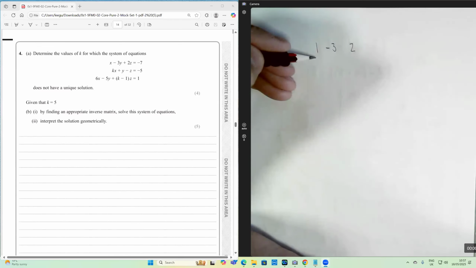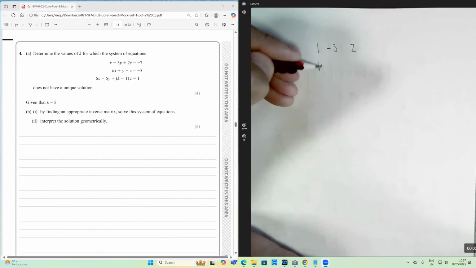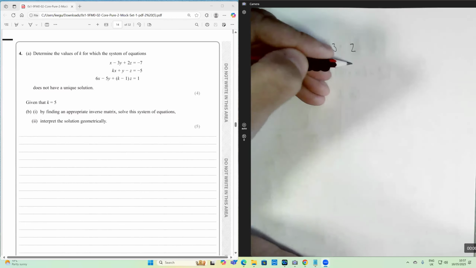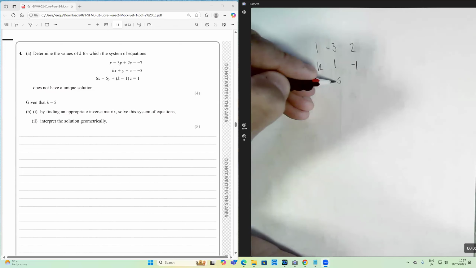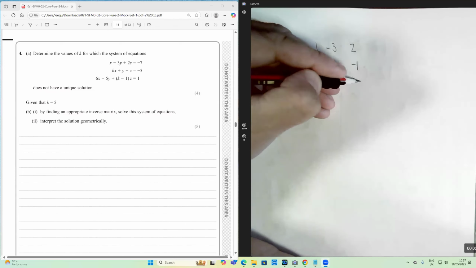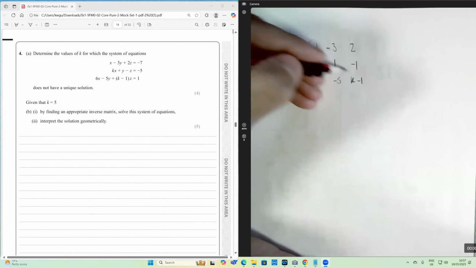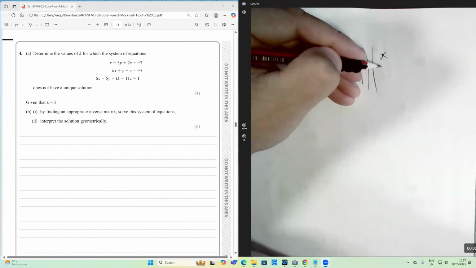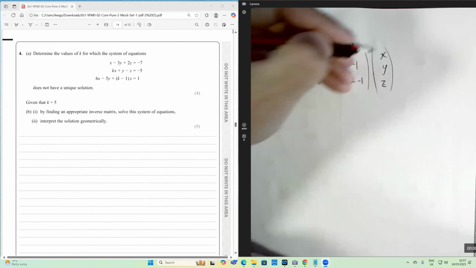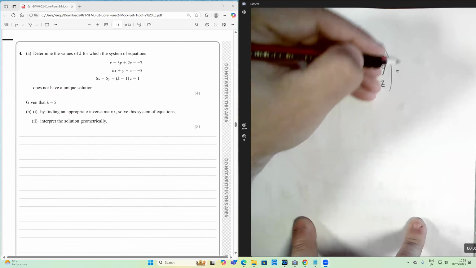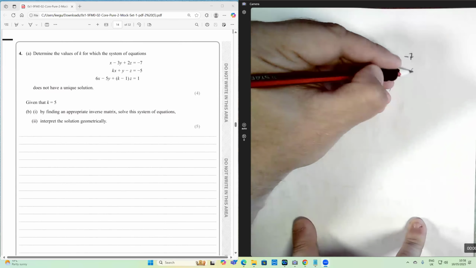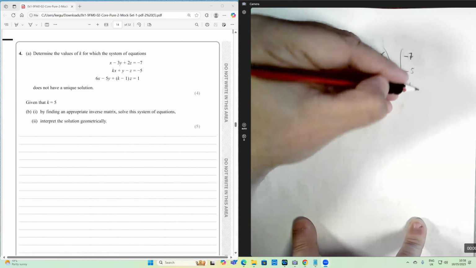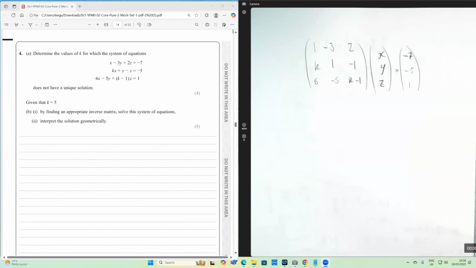So representing the system of equations in matrix form, we have 1, minus 3, k, 1, minus 1, 6, minus 5, and k minus 1. That's our matrix, and that's multiplied by x, y, z, and that is going to equal minus 7, minus 5, and 1. So that's our system of equations represented as a matrix.